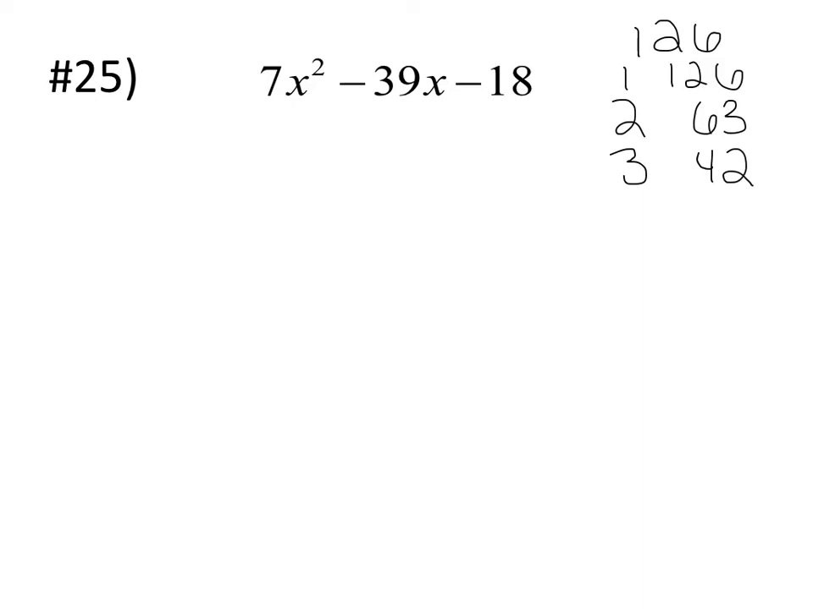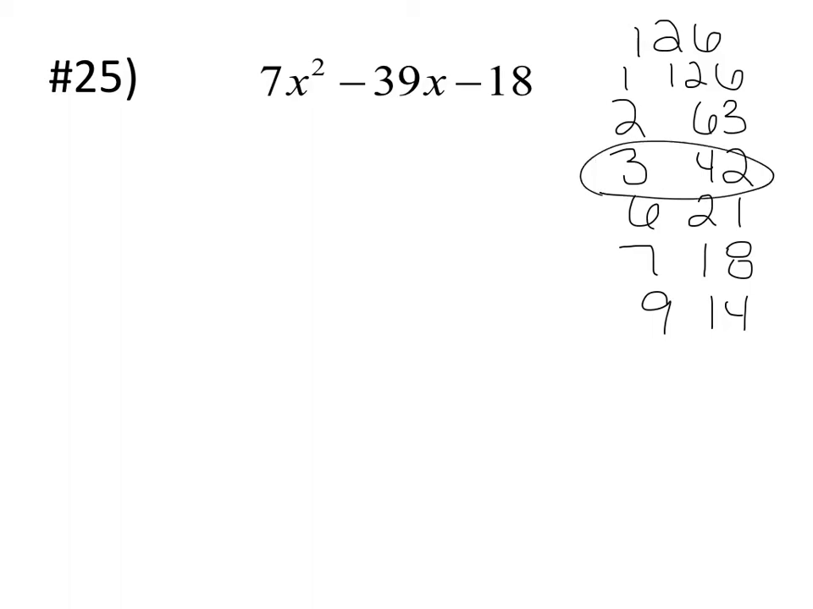But let's see what else there is. 4 doesn't go. 5 doesn't go. 6 and 21. 7 and 18. 8 doesn't go. 9 and 14. 10 doesn't go. 11 doesn't go. 12 doesn't go. 13 doesn't go. And we already have 14 right here, so we know that we have all of them. So the only ones that can give me 39 are 42 and 3.